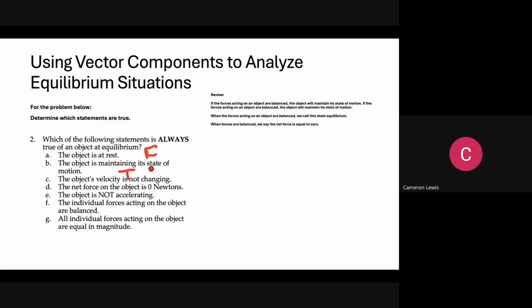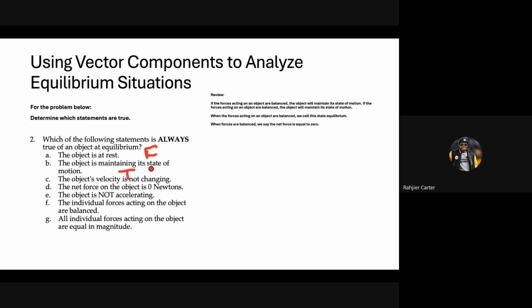The object's velocity is not changing. Is that true or false? True. Anybody else? Wait, hold up. Jamie, don't beat me up, because acceleration is just the direction. Velocity is the speed and direction. Acceleration is also a what?